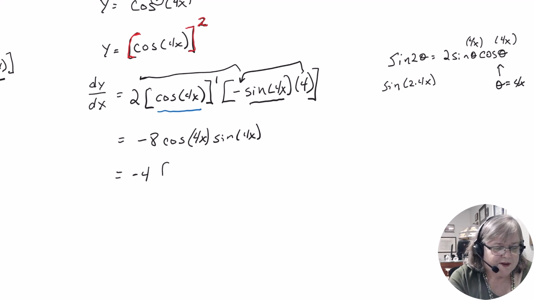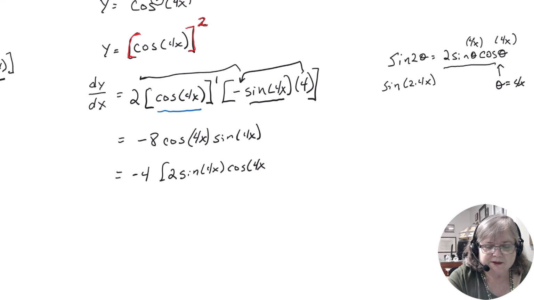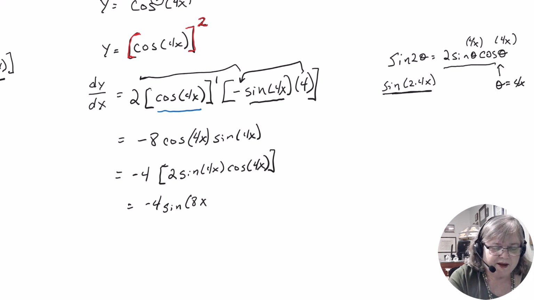Minus 4 times 2. And most people are used to learning it sine theta cosine theta, so let's go to sine 4x cosine 4x just to kind of make us feel more comfortable. Sometimes that just helps you save a few points here and there if you make yourself comfortable. So you have minus 4 sine, and what you have is sine of 2 times 4x, so it's sine of 8x.